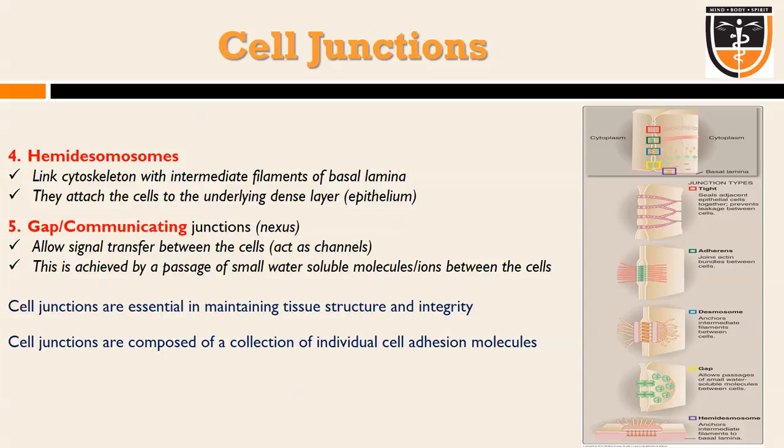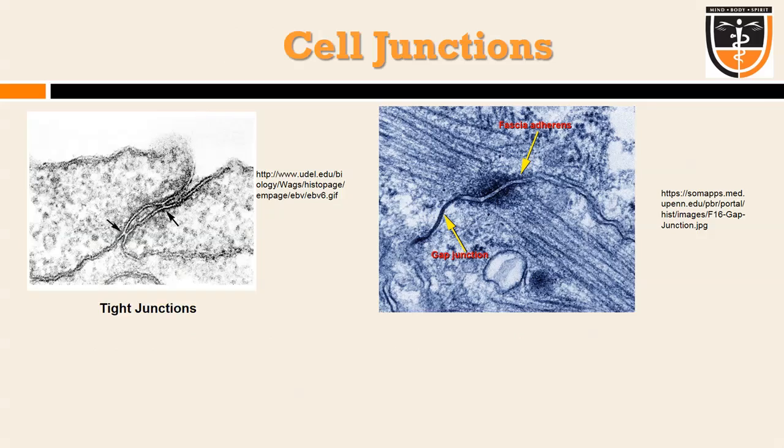Now, what's the importance of these cell junctions? They maintain integrity. If this breaks up, the tissue breaks up. And we know that these cell junctions are composed of a collection of individual cell junction molecules. So these are the cell junctions. We see here tight junctions between two cells. We see the attachment. Water cannot go through it.